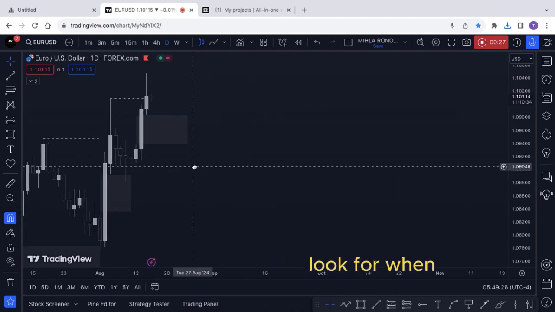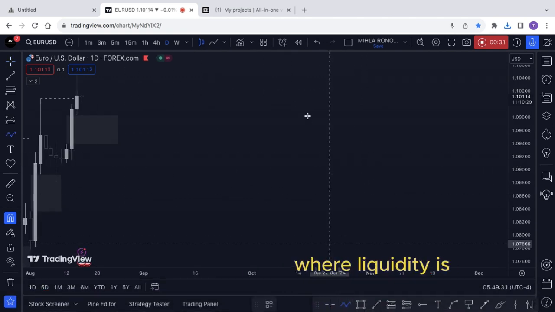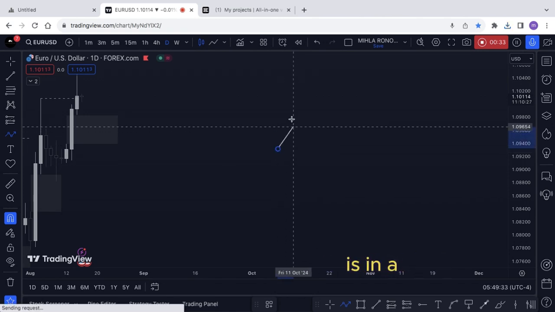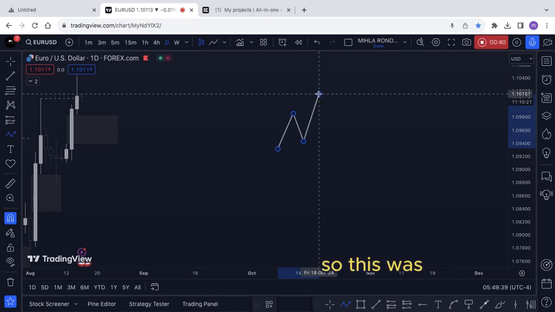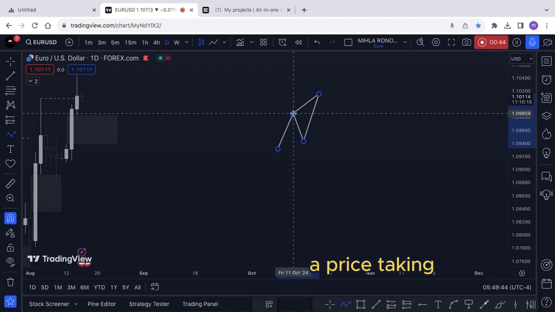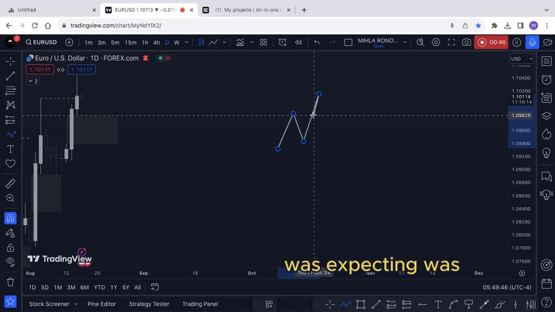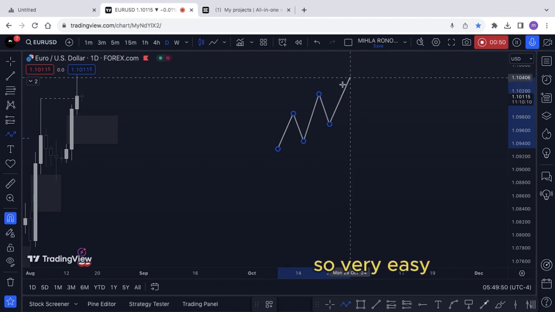Initially, what I look for when taking a trade is where liquidity is. So if price is in a bullish move, I expect for price. So this was the setup. I had price taking a previous high, so what I was expecting was price to come rebalance and continue.